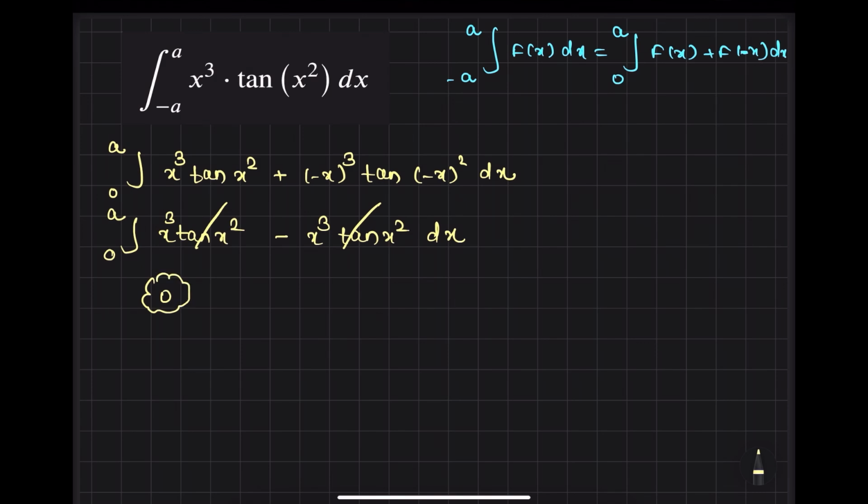I hope the idea is clear, and the moment you observe the limit minus a to a, you can connect with the given property. Okay.